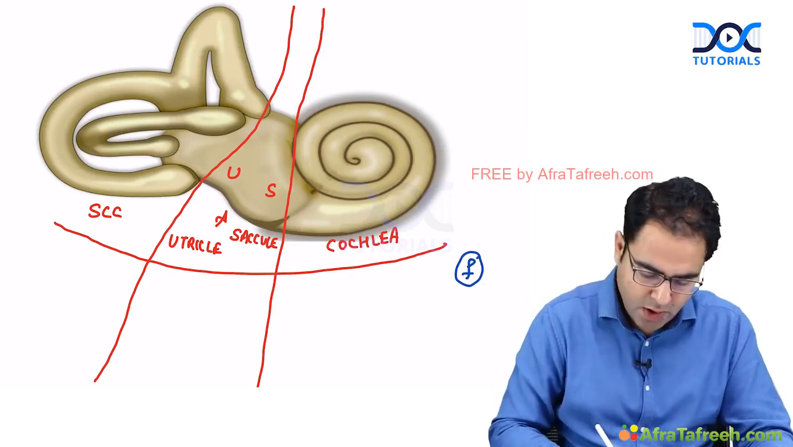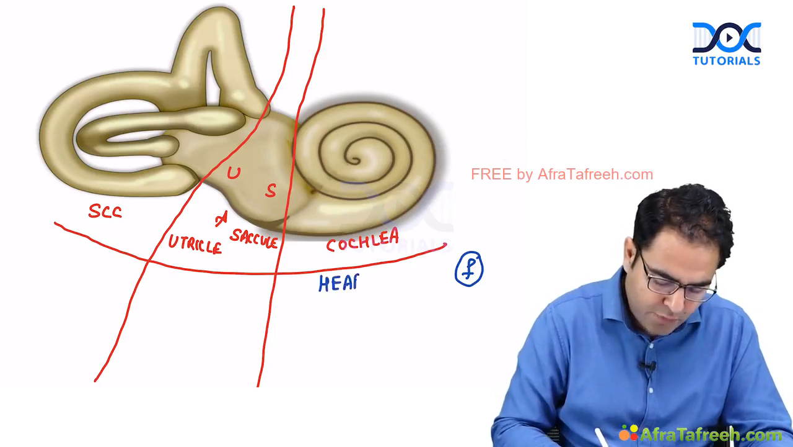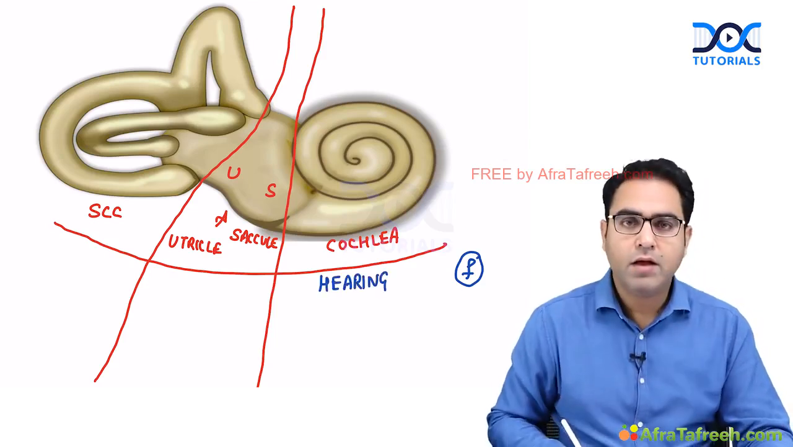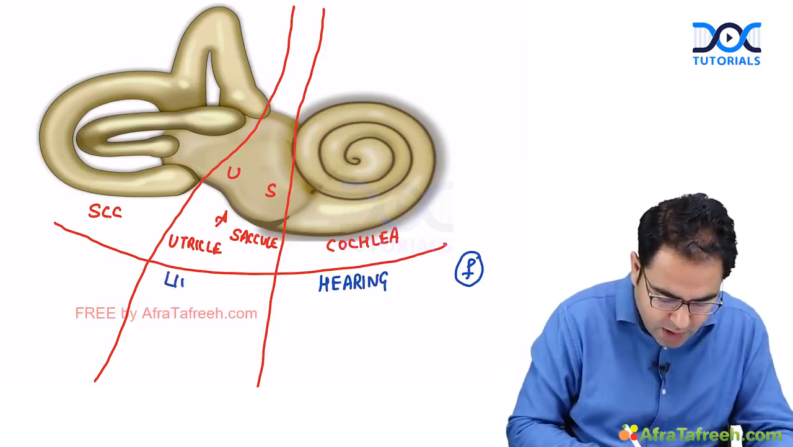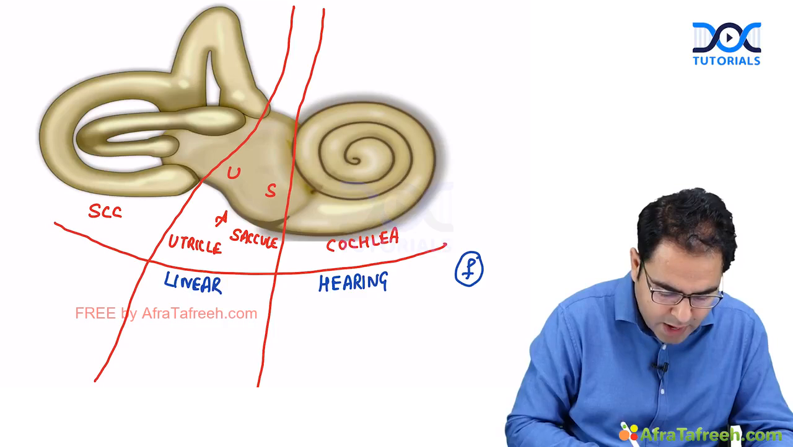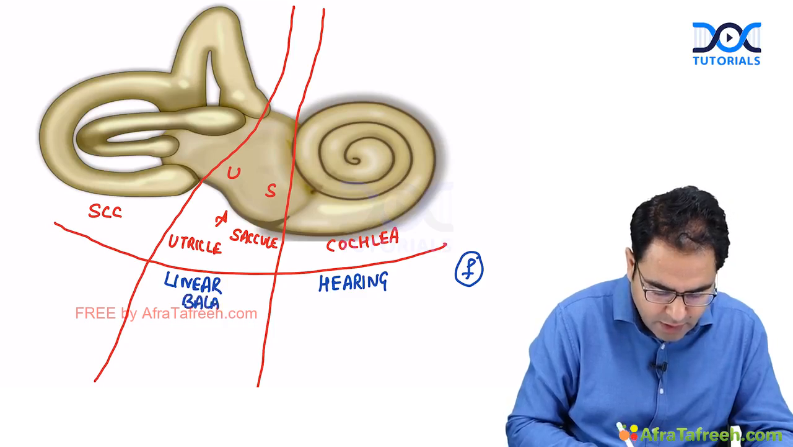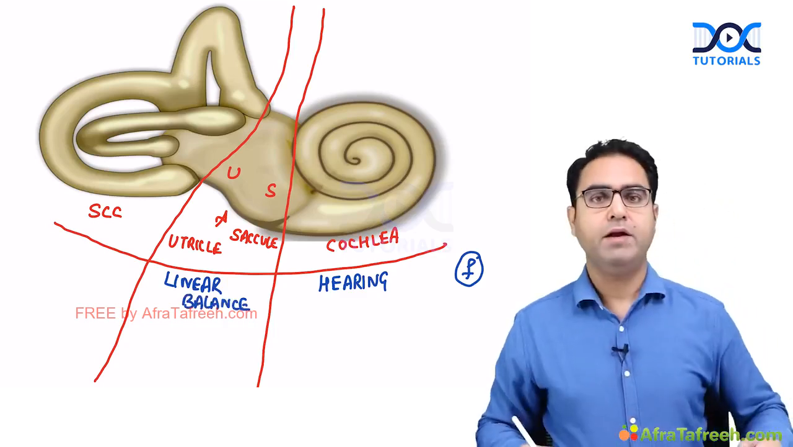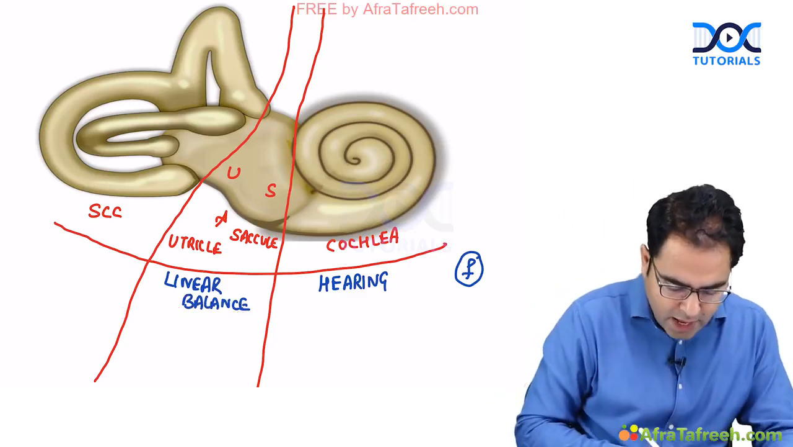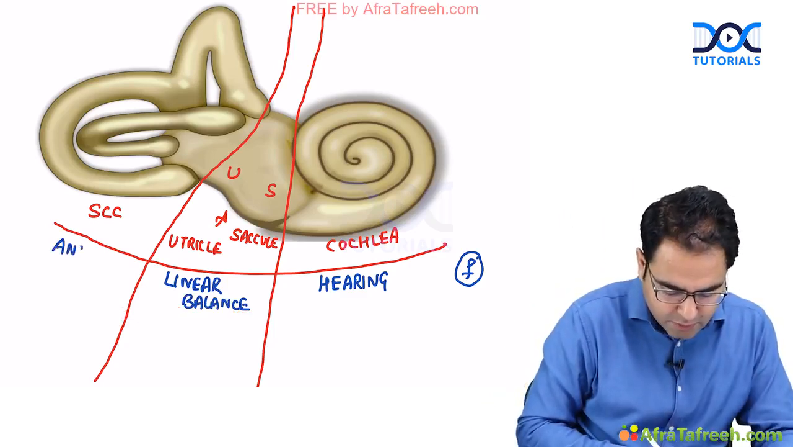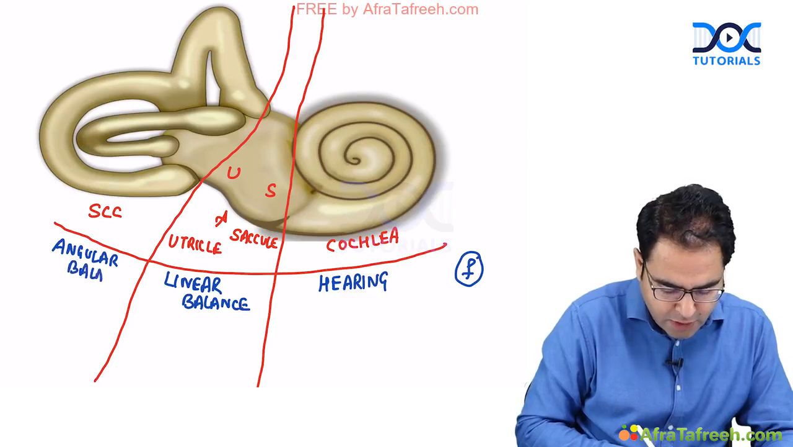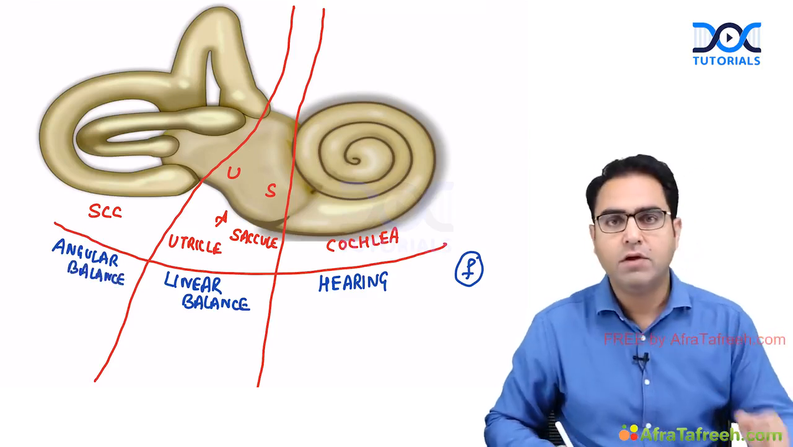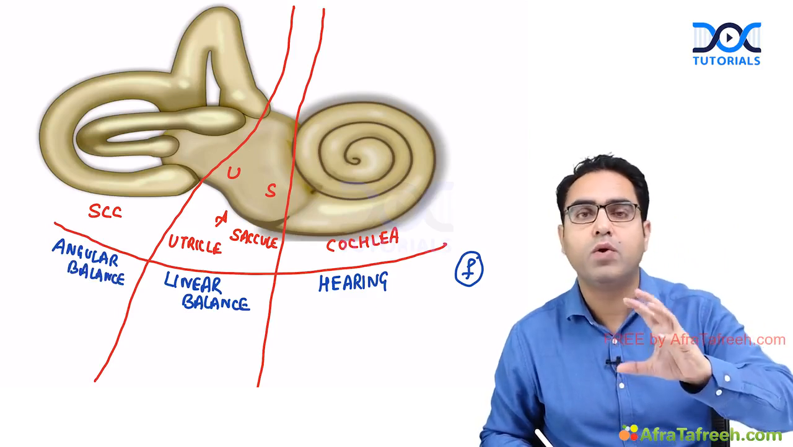Okay. Now, let us write down what is the function of each part. Of course, cochlea is meant for hearing. Rest everything is for balance. Utricle and saccule are meant for linear balance. Linear balance, standing upright, is linear balance. Canals are meant for angular balance. Look at the canals. They are attached at three different angles. So just to remember, they control angular balance.